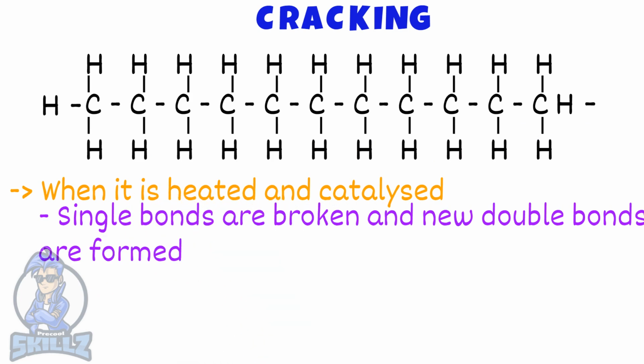Now that we know how cracking works, why do oil companies even carry out cracking? Two reasons: to produce more petrol and to produce substances that can be used to make polymers, like ethene to make polyethylene.